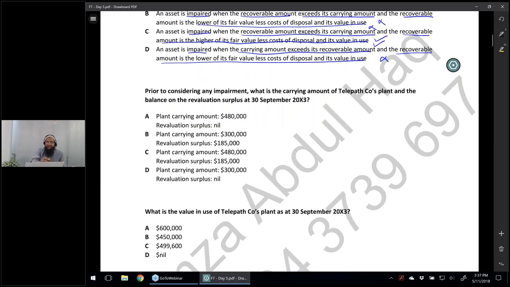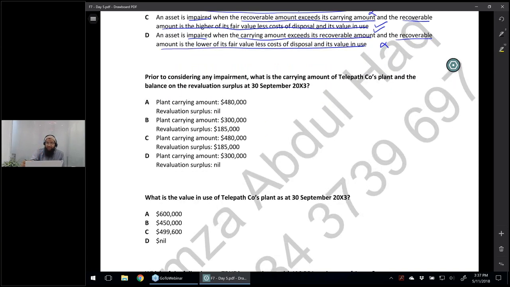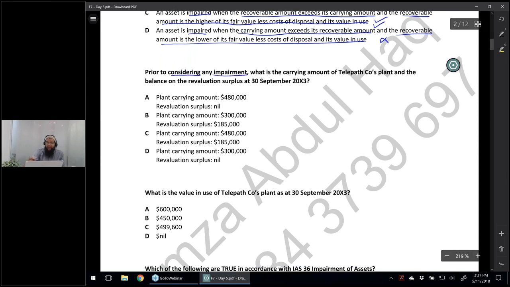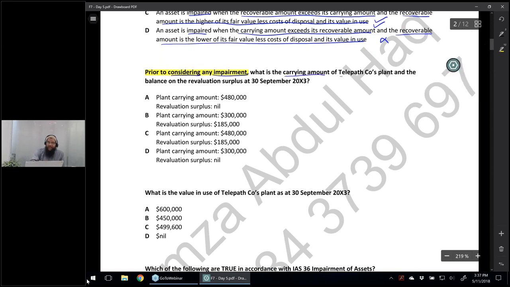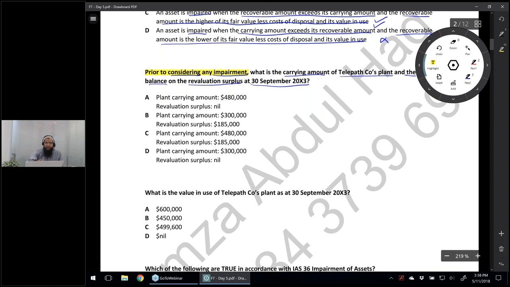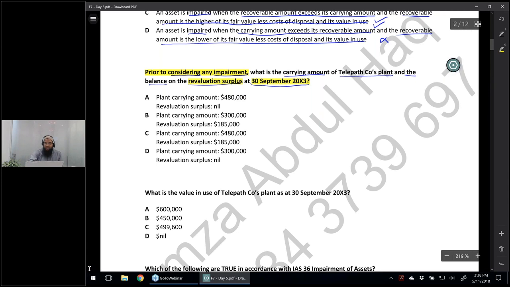Now the question further says that prior to considering any impairment, this is something very important: what is the carrying amount of Telepath's plant and the balance on revaluation surplus at 30th September 20x3? So the question wants us to calculate the value at 30th September 20x3 of the revaluation surplus and the carrying amount before any impairment. So let's read the question now.